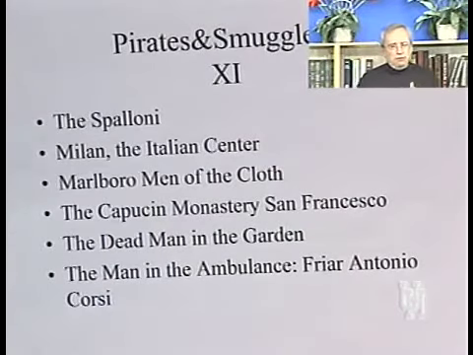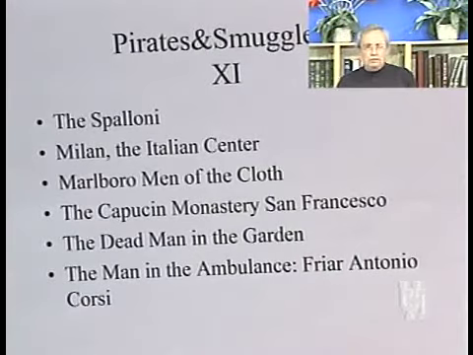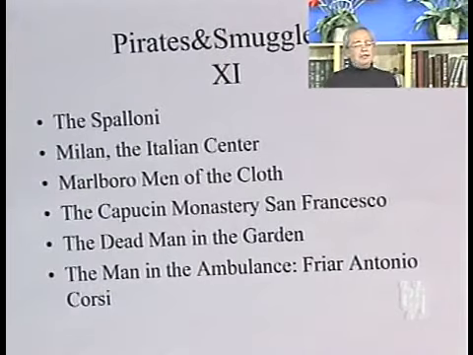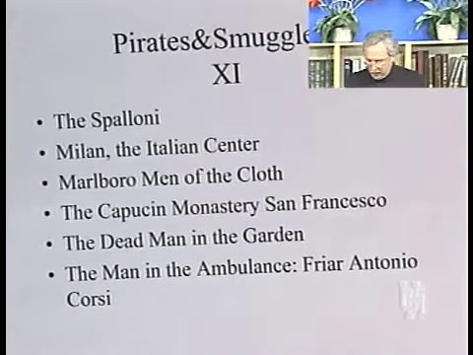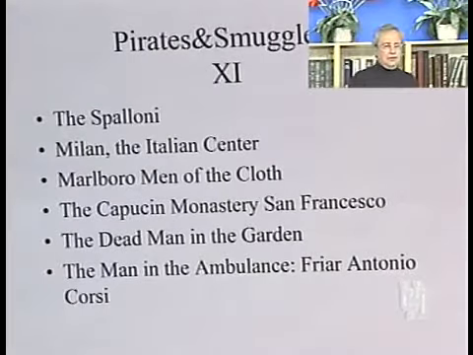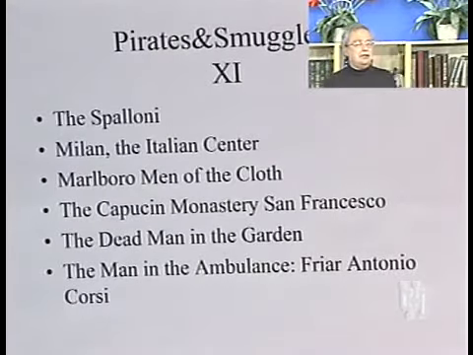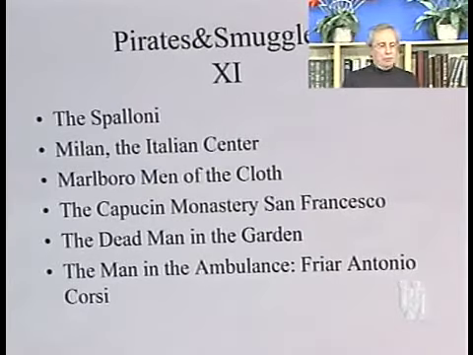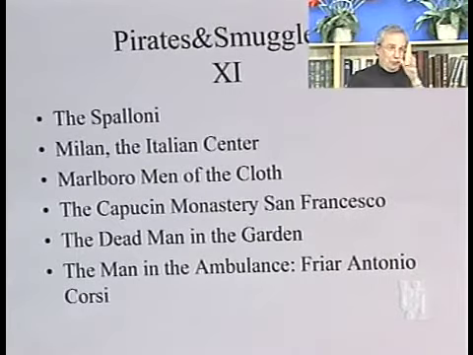Cigarette smuggling was so pervasive that it even involved the local Catholic clergy, which is where I came up with a bit about Marlboro men of the cloth. There was a particular incident in the early 1960s at the Capuchin Monastery of San Francesco. And there was a phone call one night to the local police reporting that there was a dead man in the garden of the monastery. How he got there, of course, nobody was willing to say.